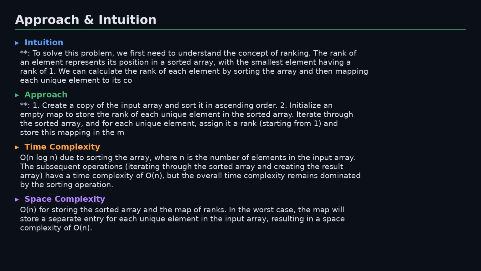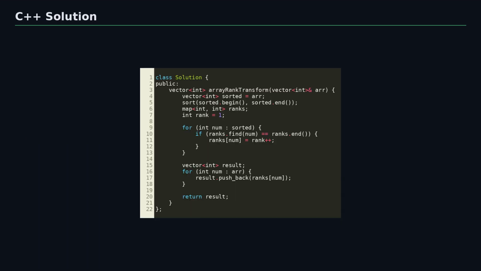Now that we have a good understanding of the problem and the intuition behind it, let's walk through the approach. We'll start by sorting the input array in ascending order. Then, we'll create a map to store the rank of each unique element in the sorted array. We'll iterate through the sorted array, and for each unique element, we'll assign it a rank and store this mapping in the map. Finally, we'll create a result array to store the rank of each element in the original input array. We'll iterate through the input array, and for each element, we'll find its corresponding rank in the map and append it to the result array.